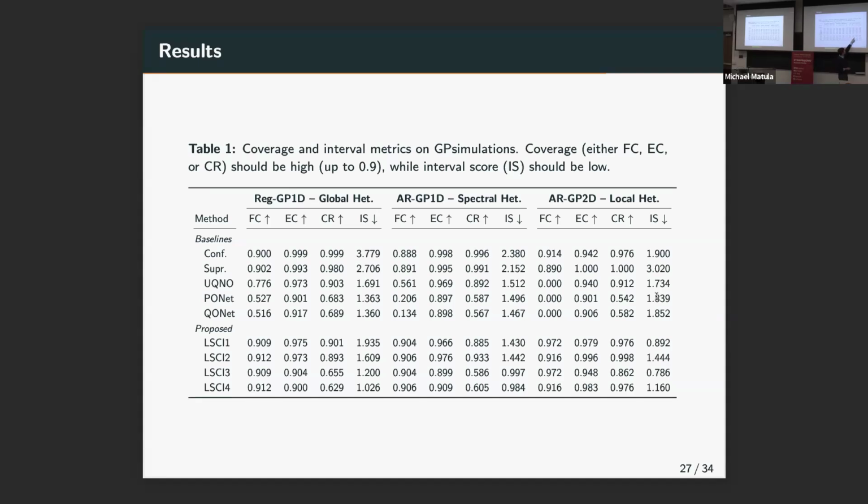But actually here we tuned this, we were supposed to control the coverage risk at 0.9. It was still over covering, but our interval score was much, much lower than the other method. So in this case, we were able to adapt to that local heterogeneity much better than the UQNO method. Even though we were greatly over covering, so we could probably do better. So that was fine.